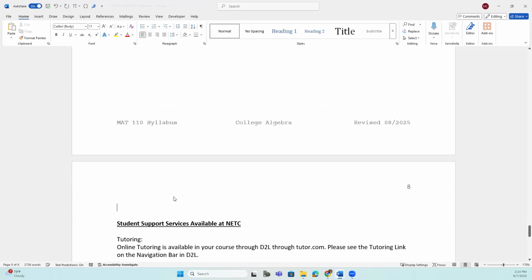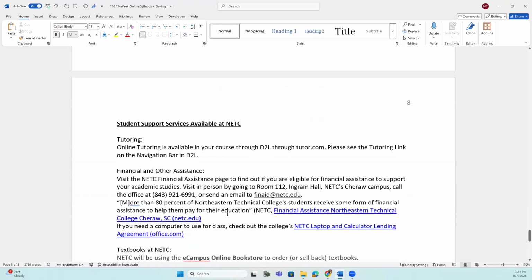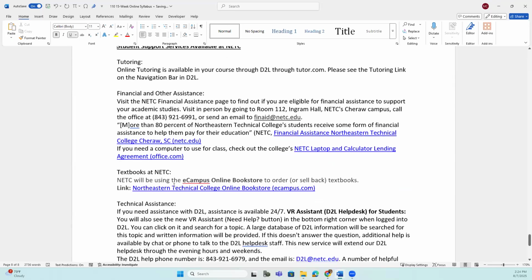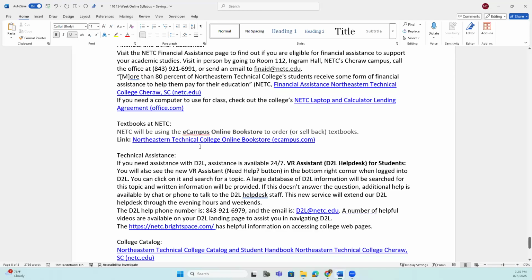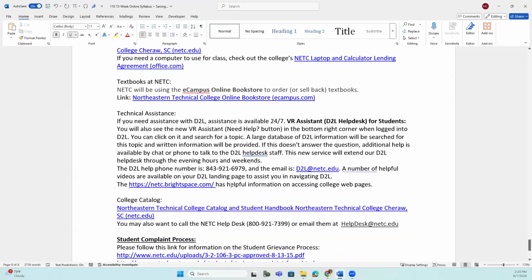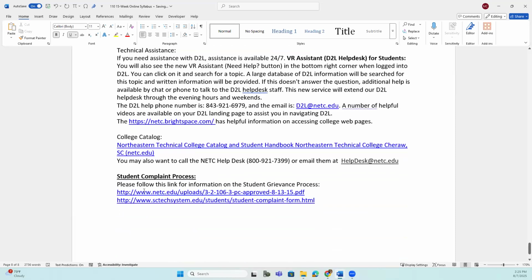The very last page of the syllabus is the student support service available here at NUTC. So financial aid, here are the numbers, the links, okay, textbook for your other classes. So our class, the textbook link is already online. It's already in D2L, so you don't have to purchase any books. All right, technical support, college catalog, and your student complaint process.